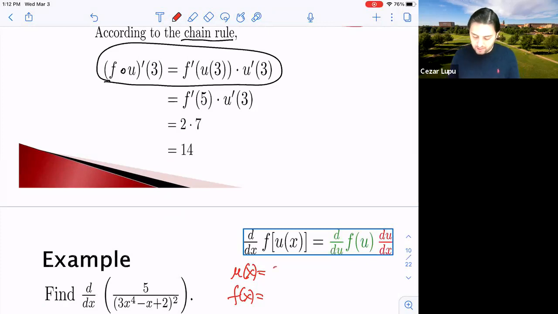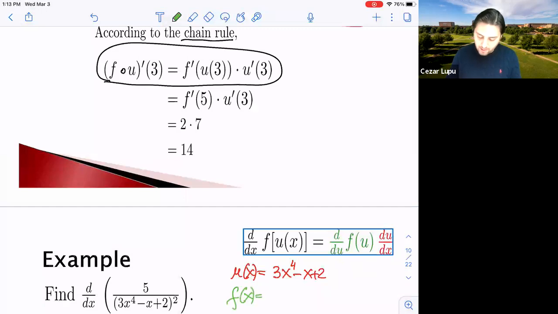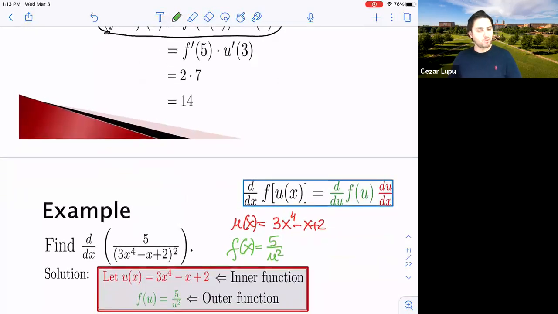So the inner function will be, let's take 3x to the fourth minus x plus 2, right? And the outer function, let's change the color here so that you guys see it. F of x will be 5 over u squared, right? Okay, that's exactly what we have here. Great. And now keep in mind that we need to use chain rule.